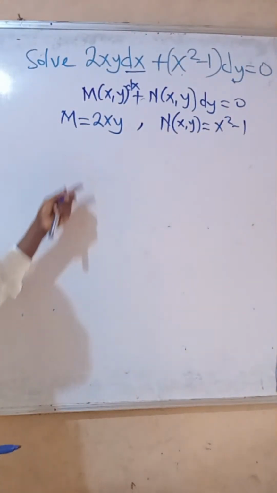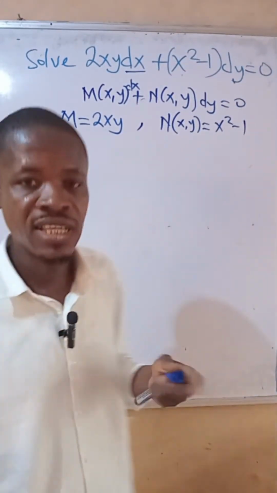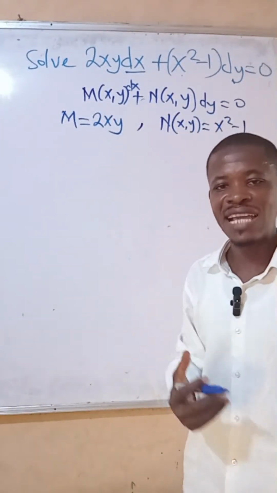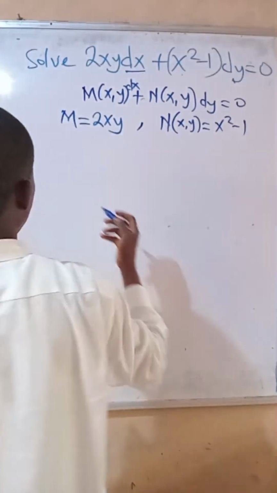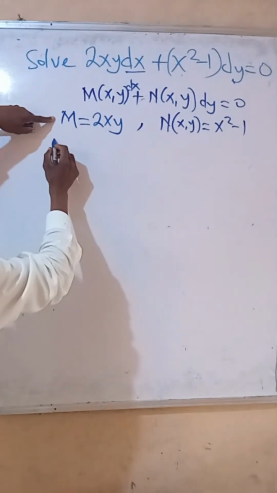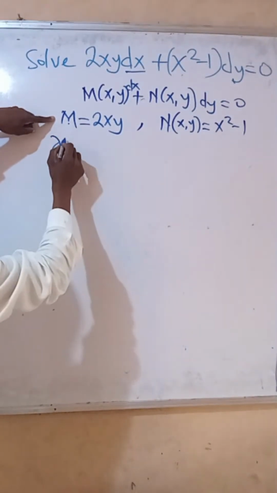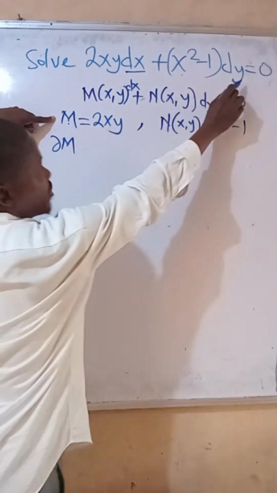Now we need to test whether the equation is exact or not. How do we do that? We are going to take the partial derivative of M with respect to the other variable.